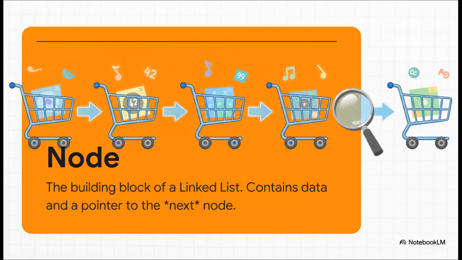Each one of those shopping carts is called a node. And a node is brilliantly simple. It holds just two things. First, your actual data, the number, the text, whatever. And second, it holds a pointer. You can think of a pointer as just an address or an arrow that points you to the exact location of the next node in the chain. It's the link that holds the whole train together.